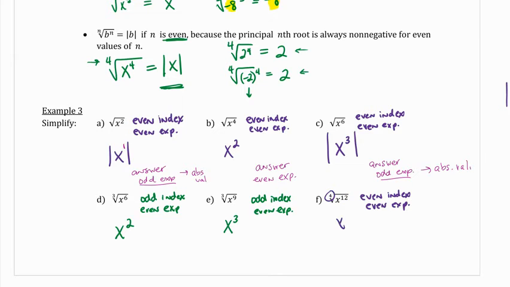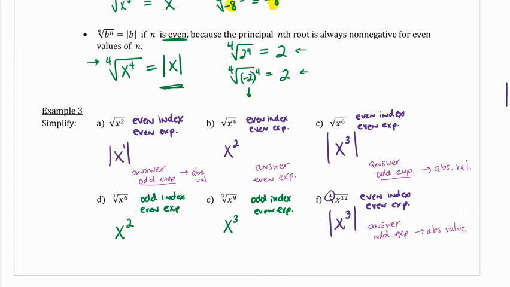So this would be x cubed or x to the 3rd. So here's that one again where our answer has an odd exponent. So that means we need absolute value, right? So this one, I've got to put in absolute value. Okay, so really the trick here is if you have an even index and your answer ends up with an odd exponent, you need absolute value, right?